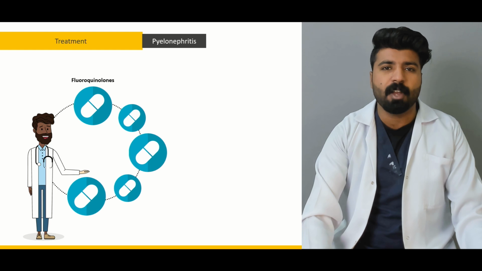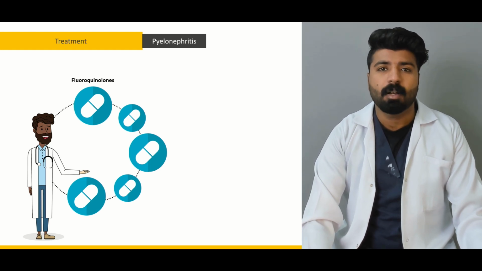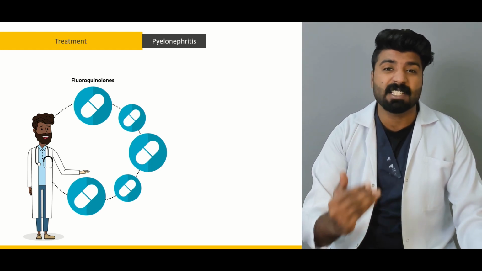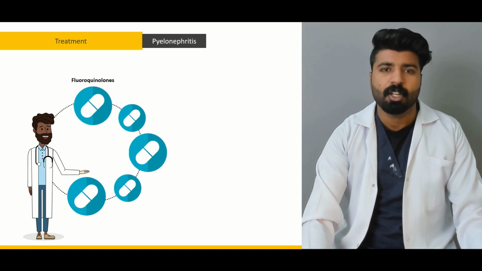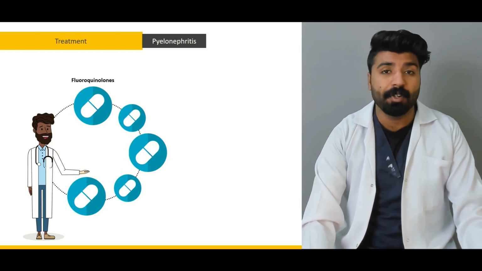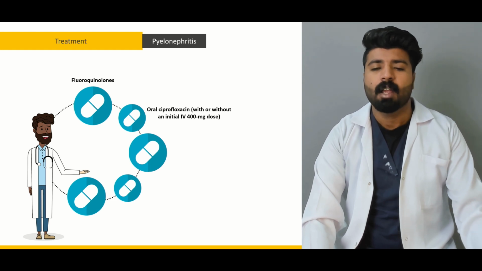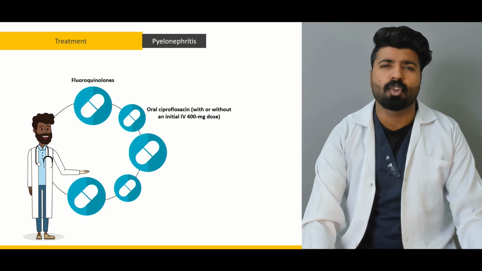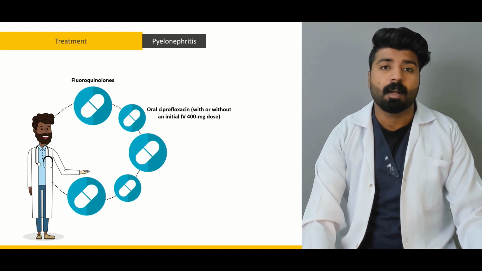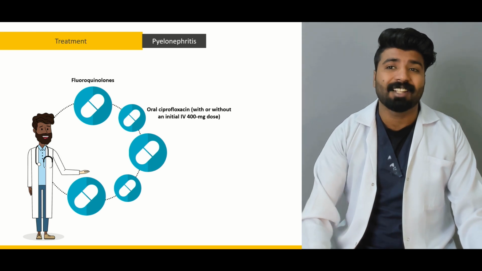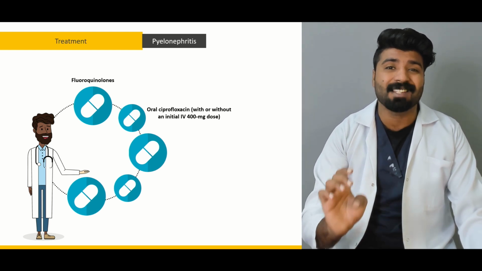Before I tell you the treatment of pyelonephritis, the major gender which gets pyelonephritis is females because of that short urethra. So we go for the fluoroquinolones, we go for oral ciprofloxacin with or without an initial IV 400 milligram dose. Now, what is that initial IV 400 milligram dose? It's a loading dose. Some practitioners prefer that before starting the oral ciprofloxacin, we give the patient an IV dose, that's the loading dose, so that the effect might be as early as possible.